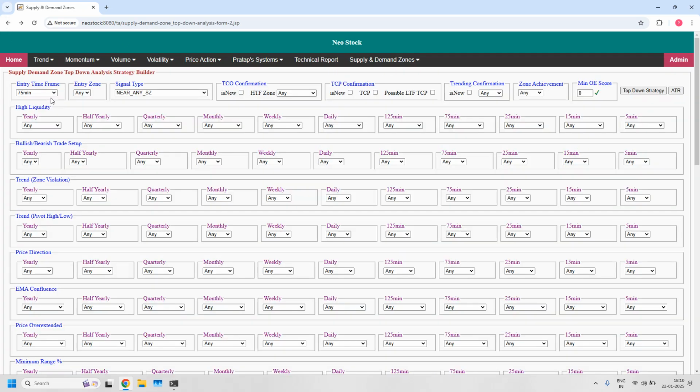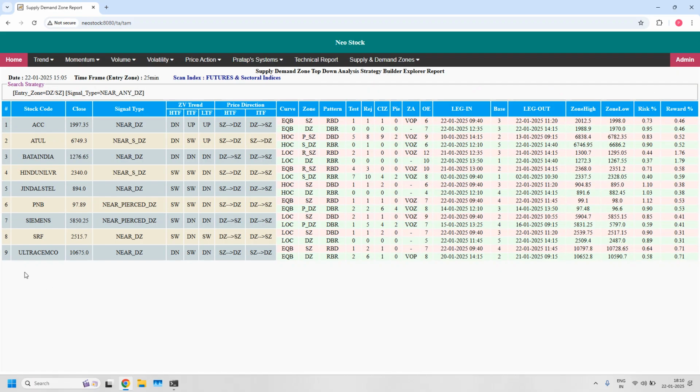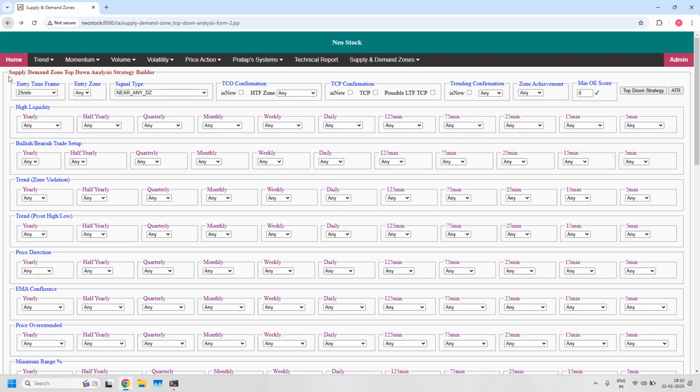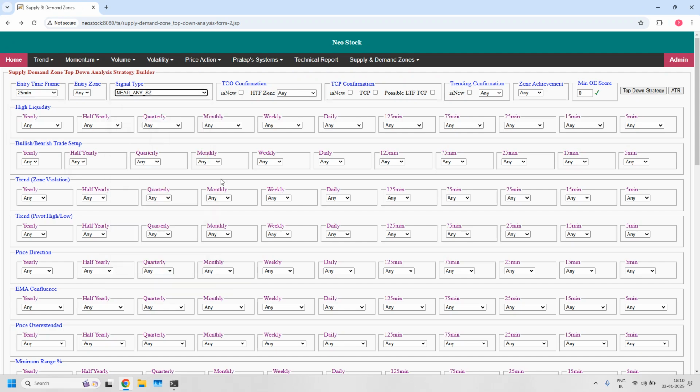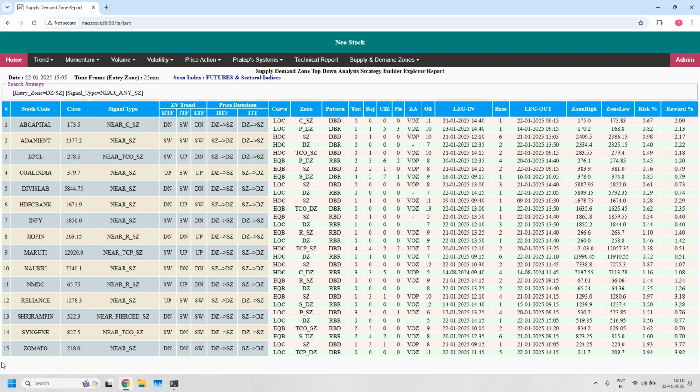Next time frame is 25 minutes. Stocks near 25 minutes demand zone. We got 9 stocks. Next, 25 minutes time frame. Stocks near 25 minutes supply zone. We got 15 stocks.